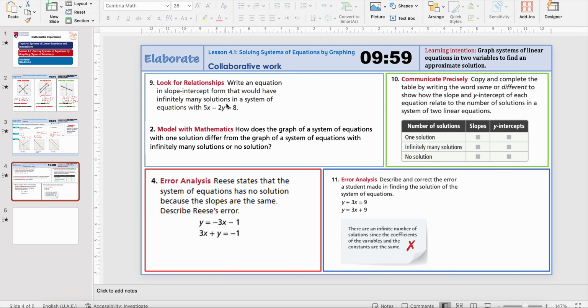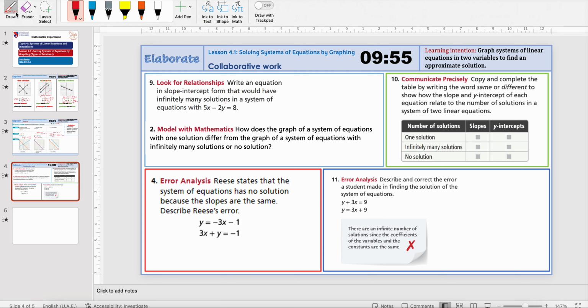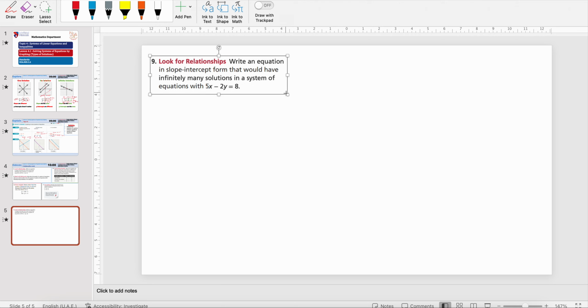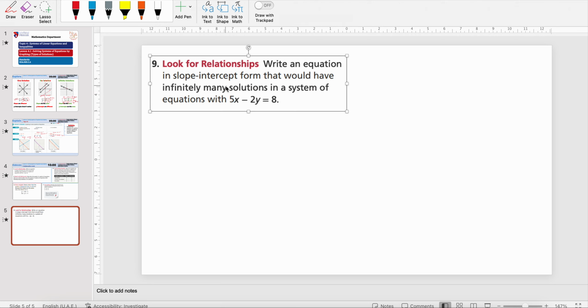So I'll take maybe this first question here. So here in this question they said to write an equation in slope-intercept form that would have infinitely many solutions with this system of equation.